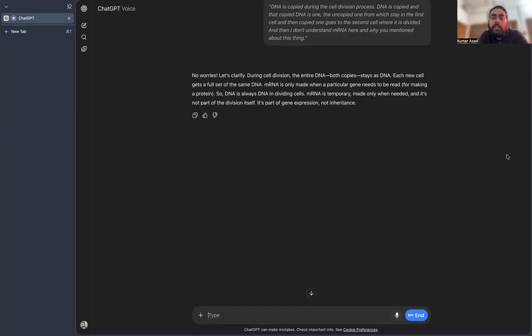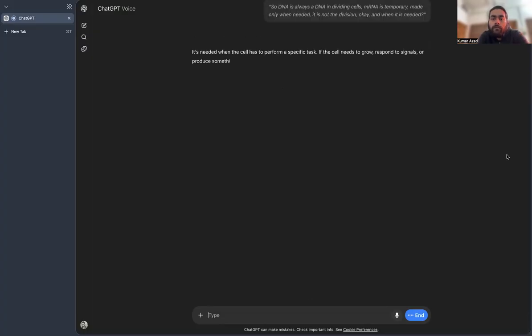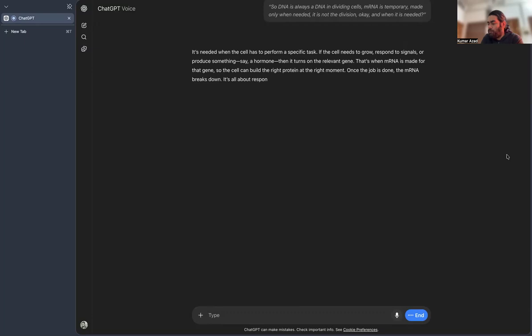Okay. And when is it needed? It's needed when the cell has to perform a specific task. If the cell needs to grow, respond to signals, or produce something, say a hormone, then it turns on the relevant gene. That's when mRNA is made for that gene, so the cell can build the right protein at the right moment. Once the job is done, the mRNA breaks down. It's all about responding to what the cell needs in real time.